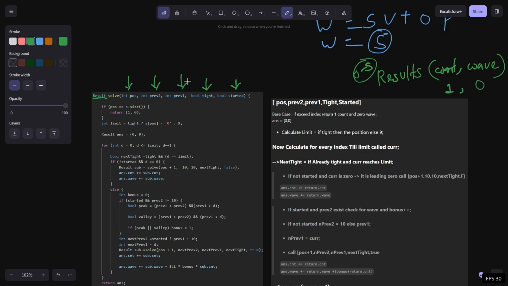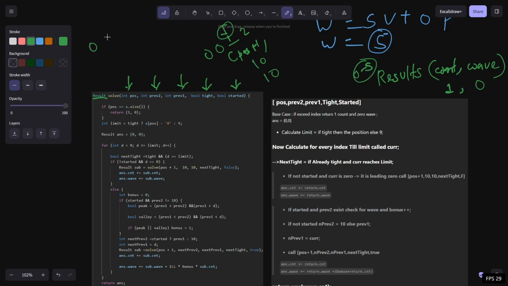If it counts as a leading 0, we are going to call the next position. So with something like 1 2, we call the next position, passing position plus 1, and pass previous one equal to 10 and previous 2 equal to 10. Previous one and previous 2 are basically an array.